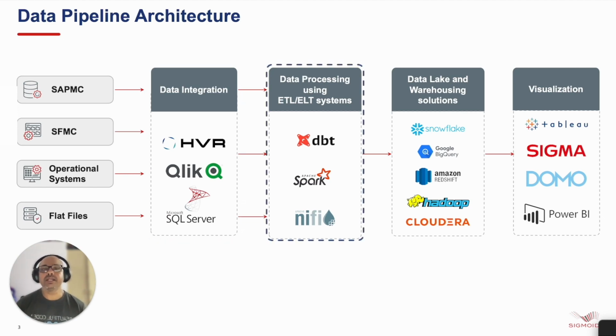Third layer is data processing layer. You can call it ELT or ETL, which collects the data from different sources and loads the data to a data warehouse or a data lake after transforming it into a desired format. Tools like dbt, Apache Spark, Apache NiFi can help in transforming the data.